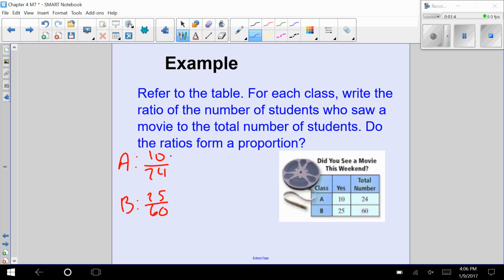To do this, I simplify them both. 10 and 24 both divide by 2, and I get 5/12. 25 and 60 both divide by 5, and I get 5/12. Since those simplify to the same thing, it is a proportion.